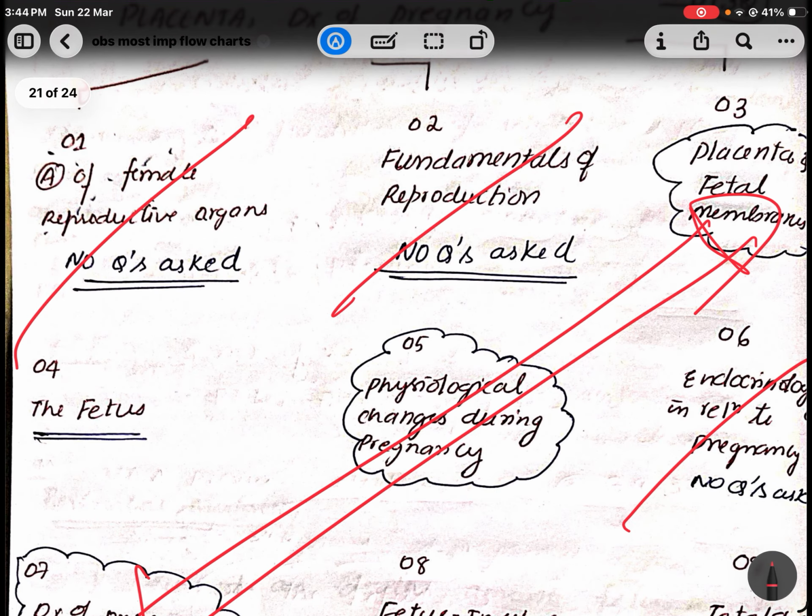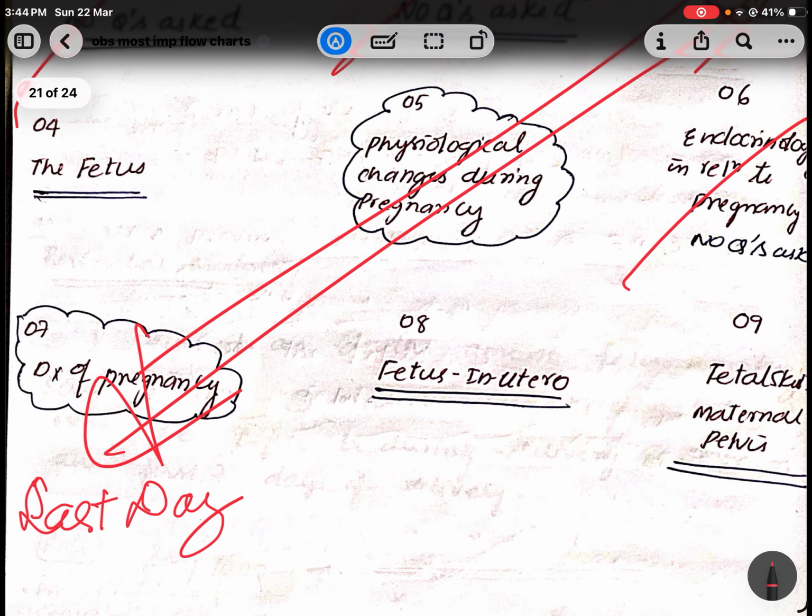Then again the fetus, I think they are talking about the lie, presentation, attitude, all those things. Then fetus in utero and the fetal maternal pelvis is something, if they want to ask, I feel these are RS2 type of questions, but if they want to ask, they will definitely ask. Make sure you study that part accordingly also.